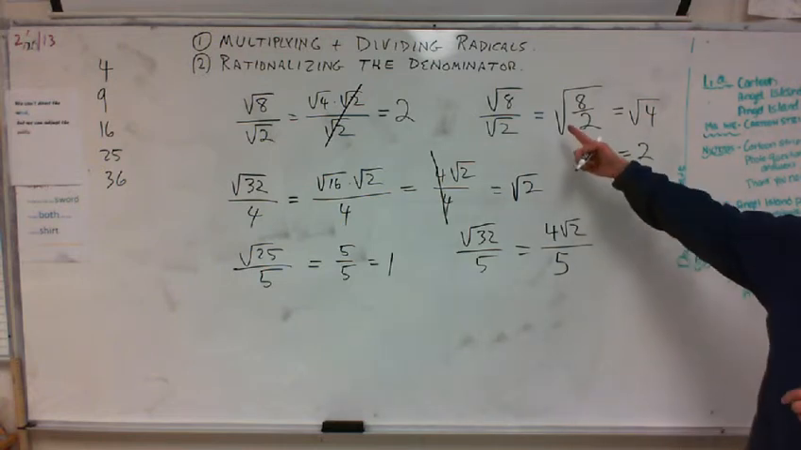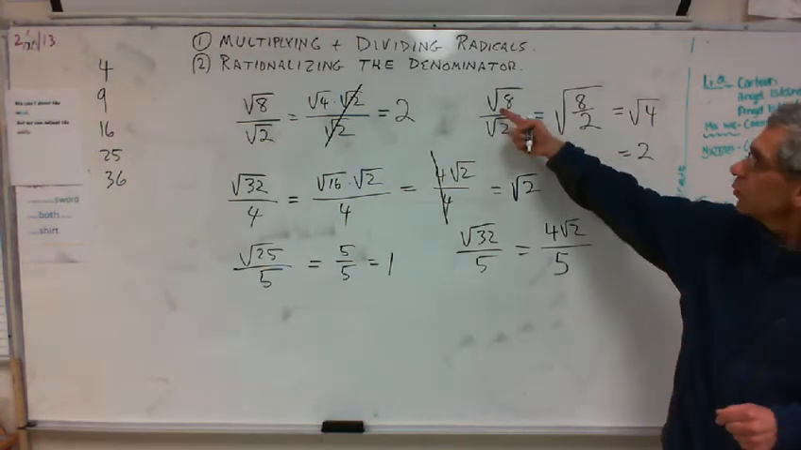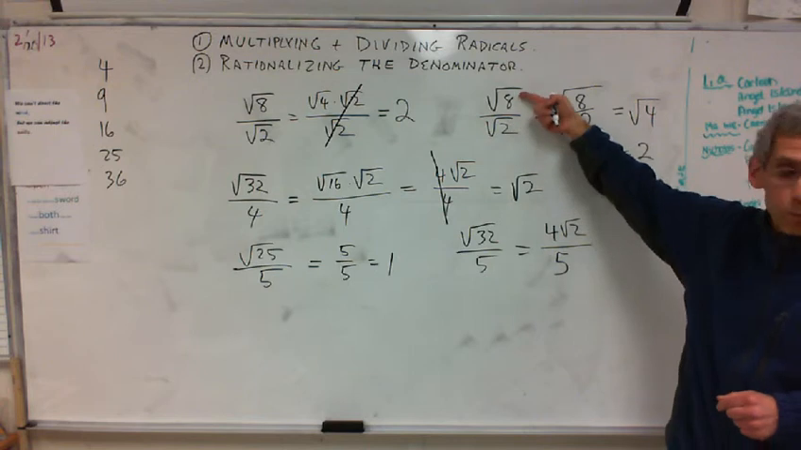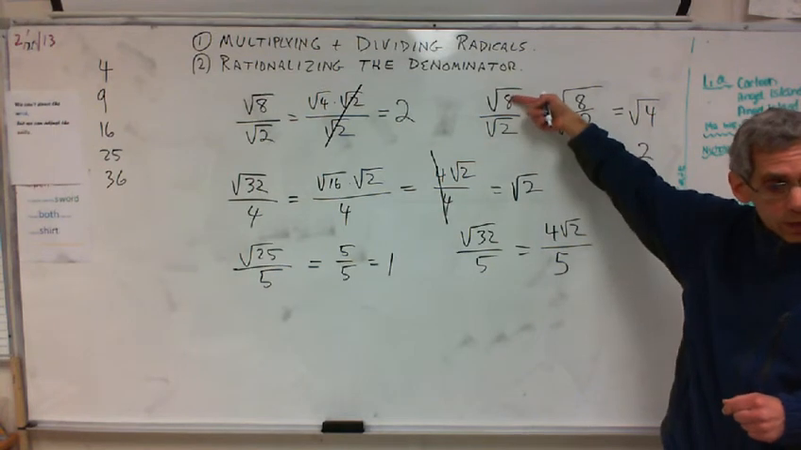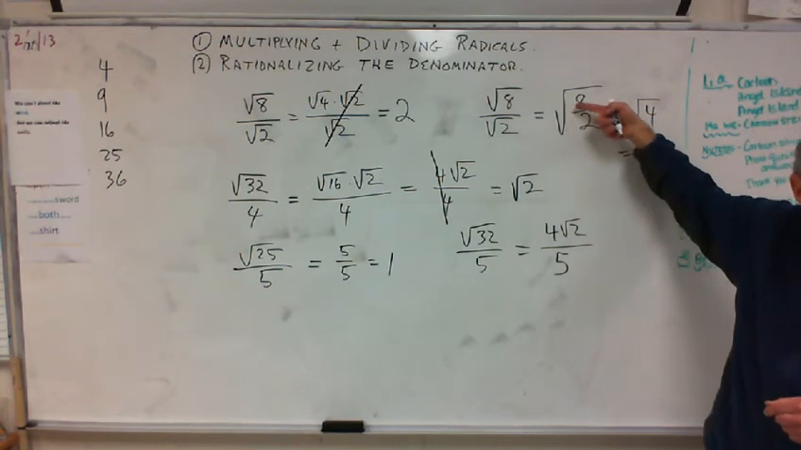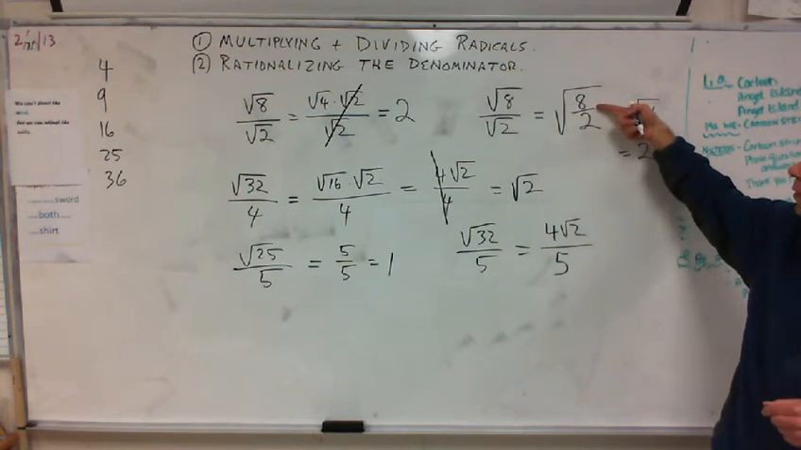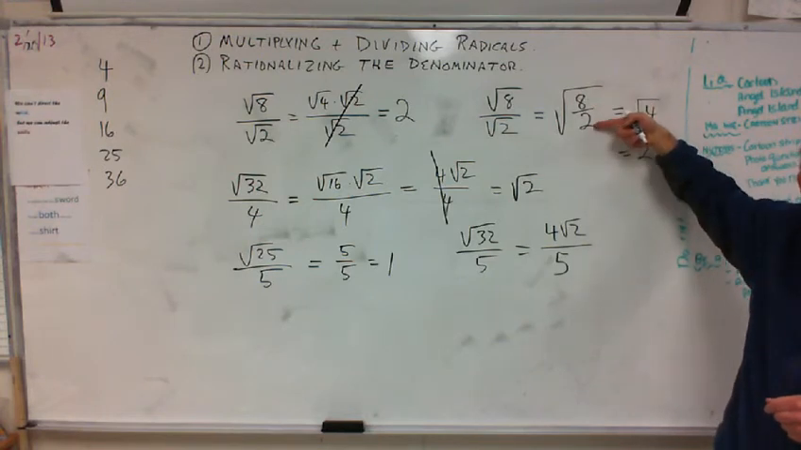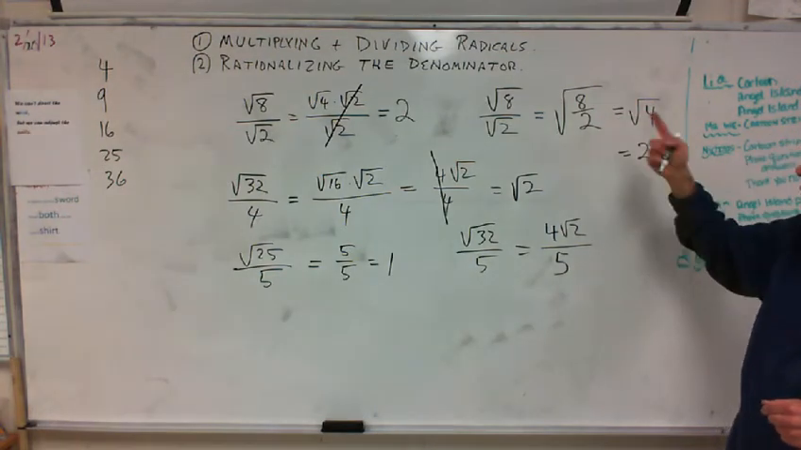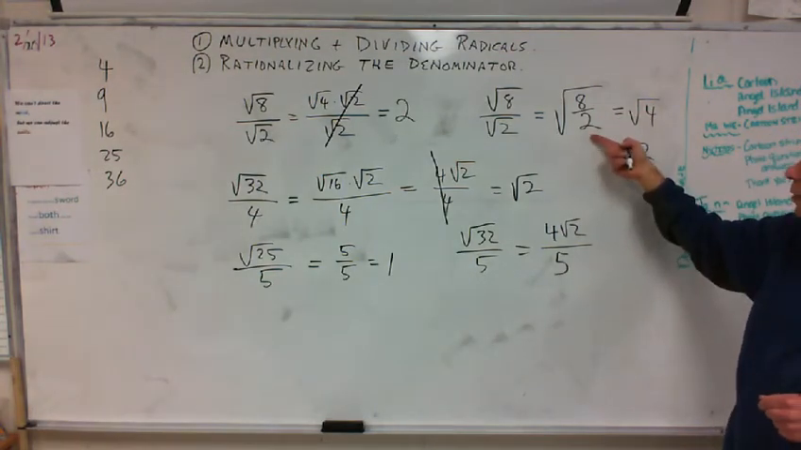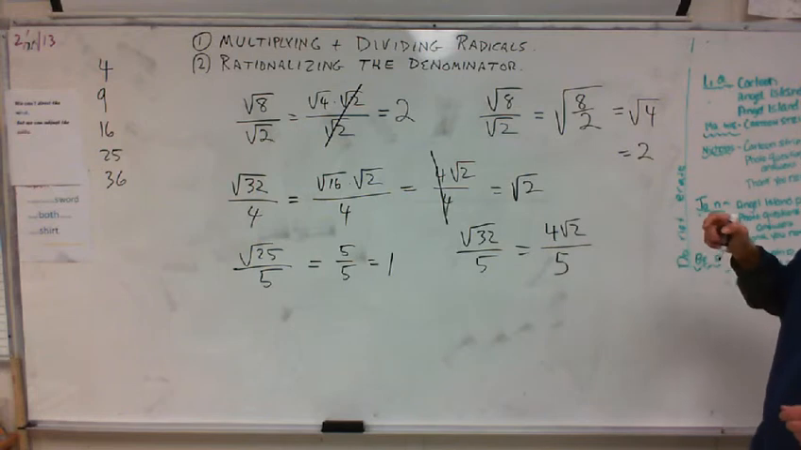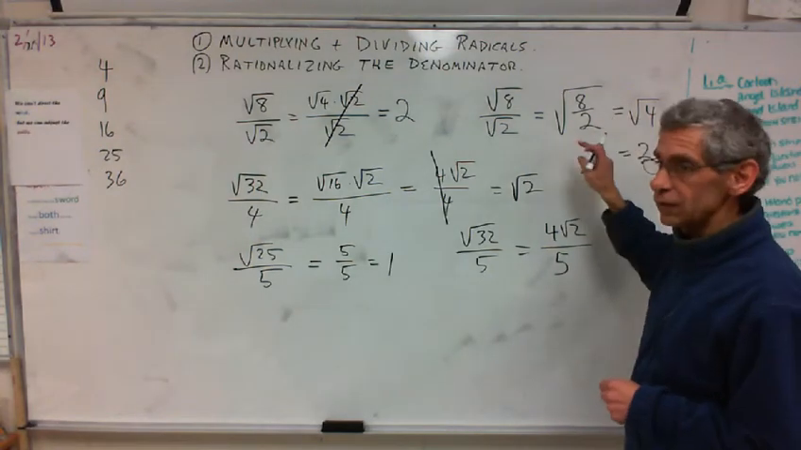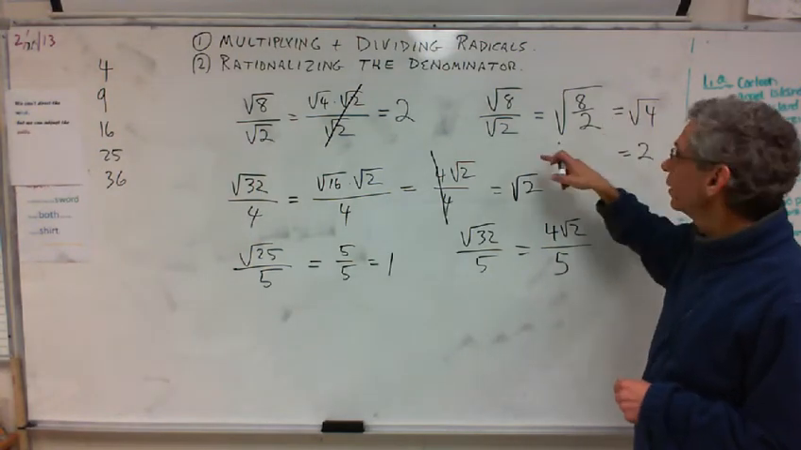What did we do for that one again? All we did is we said, since the numerator and the denominator are both under their own square root sign, I can put them both under one square root sign. And every fraction is a division problem. That means 8 divided by 2. If the 2 was 3, would that be as simple as it could get? Yeah, you'd have just the square root of 8 over 3.